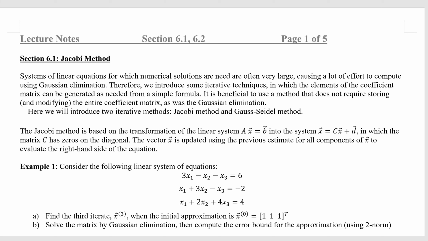Hi everyone, let's talk about session 6.1, Jacobi method.